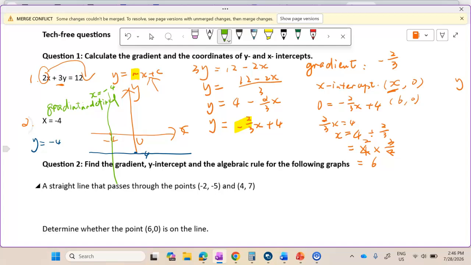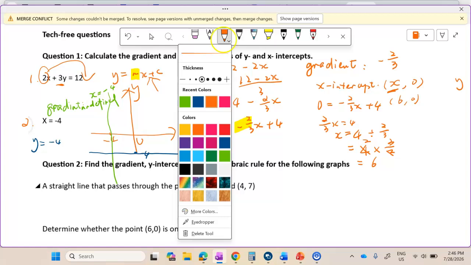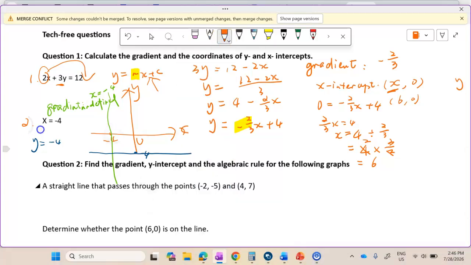Next, for y and x intercept, do you think the vertical line has a y-intercept? I don't think it's ever going to cross the y-axis, right? So no y-intercept. Now the x-intercept is here. The x-intercept is negative 4, 0.